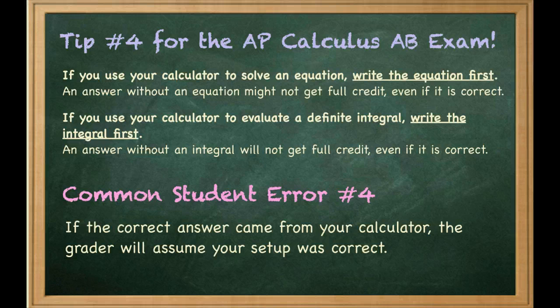Tip number 4 for the AP Calculus AB exam. If you use your calculator to solve an equation, write the equation first. An answer without an equation might not get full credit, even if it is correct. Similarly, if you use your calculator to evaluate a definite integral, write the integral first. An answer without an integral will not get full credit, even if it is correct. We saw this in the previous free response question. Common student error number 4. If the correct answer came from your calculator, the grader will assume your setup was correct. Au contraire, my friends, make sure you show the setup of your work before using your calculator to get the answer.